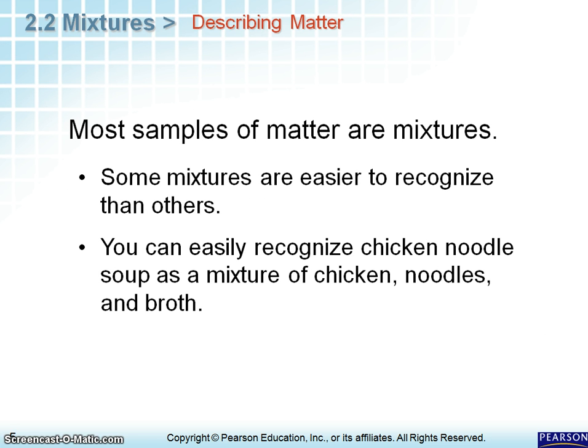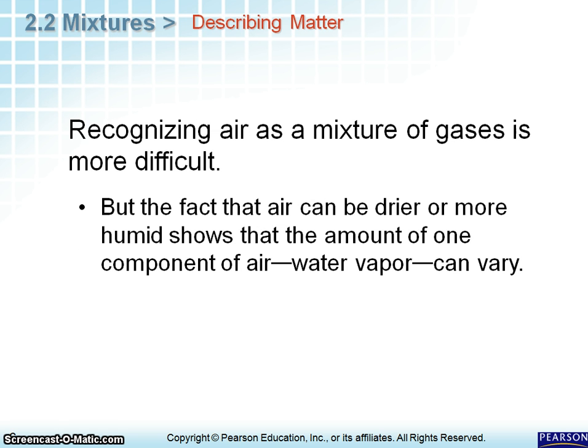Most samples of matter are mixtures. Some mixtures are easier to recognize than others. You can easily recognize chicken noodle soup as a mixture of chicken, noodles, and the broth. But recognizing air as a mixture of gases is more difficult because you can't see it, and we have several components to that air mixture. Also, the fact that air can be drier or more humid shows that the amount of one component of air, the water vapor, can vary.